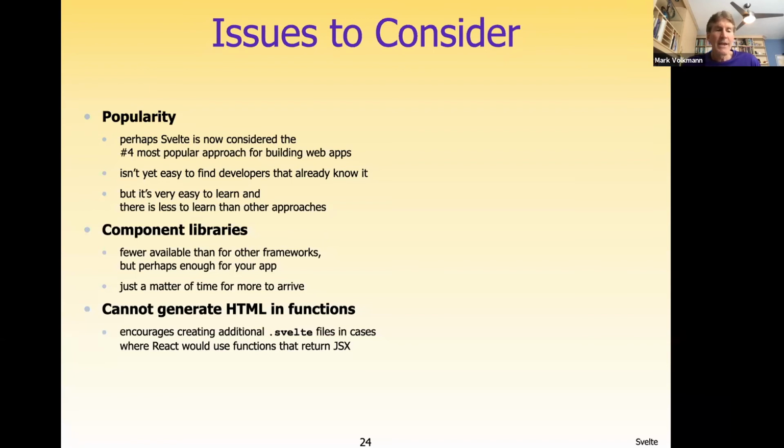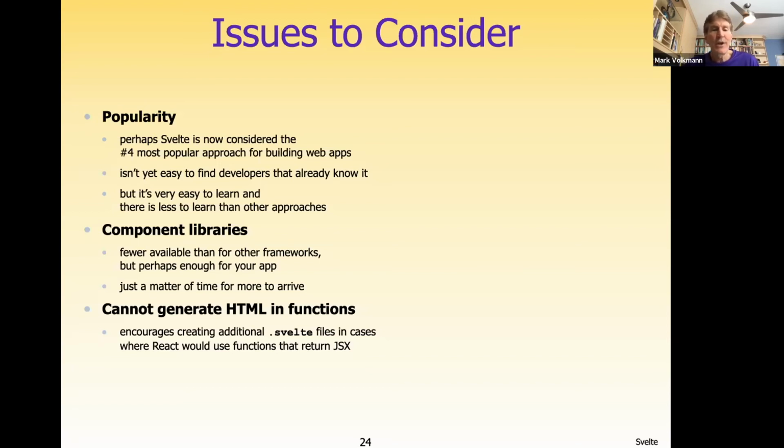Because of its lack of age compared to the other frameworks, there are fewer component libraries out there to pick from, but there are plenty out there. So for example, if you wanted to use material design, you can find Svelte libraries that support that now, and more are being added all the time.